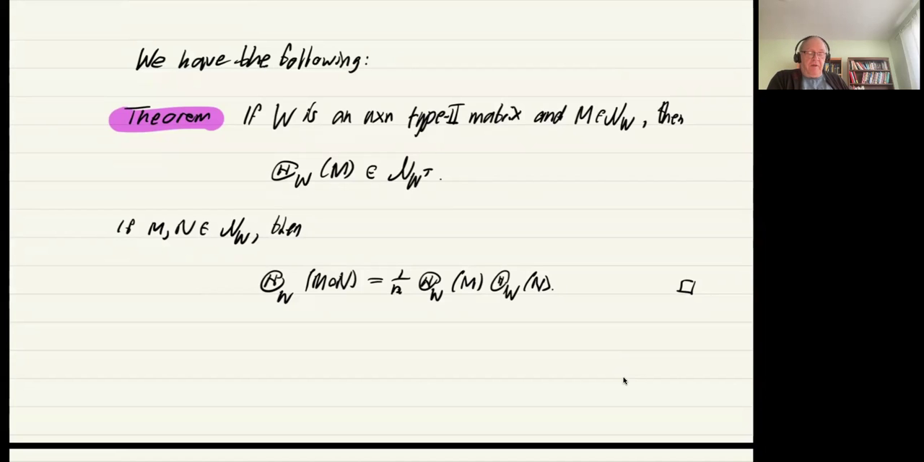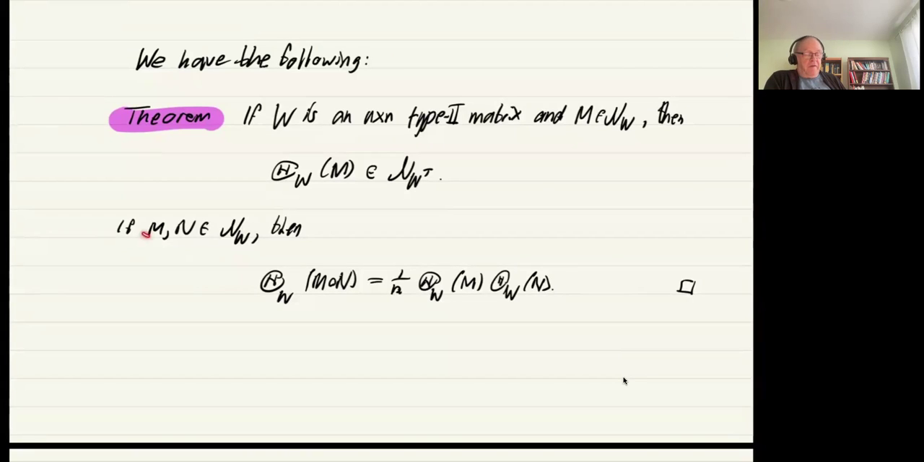If W is an M by N type 2 matrix, and M is in the Nomura algebra of W, then the matrix of eigenvalues of M is in the Nomura algebra of W transpose. So the map theta is taking elements of the Nomura algebra of W to the Nomura algebra of W transpose. And the image of a matrix product M times N would be a Schur product. So we're dealing with an algebra closed under multiplication, and then this has to close under Schur multiplication.